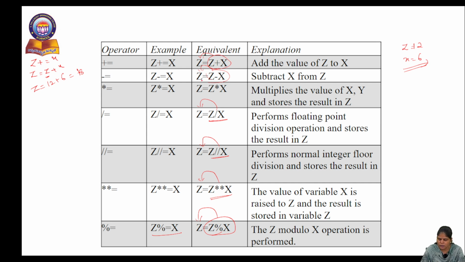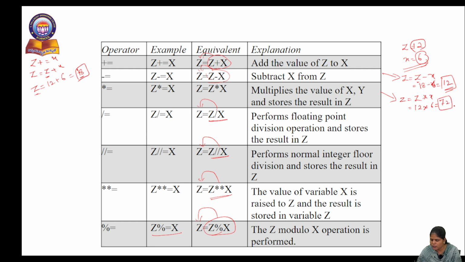Now z minus. What is the z value I got here? 18. So z equal to z minus x. The updated z value I have is 18, this is the previous one. Now what is the z value? 18. 18 minus what is the x value? 6. What will be the output? 12. This is now the updated new z. Now what will be the output for this? Z equal to z into x, that is 12 into the x value, 6. What will be the output? 72. Now z is 72.